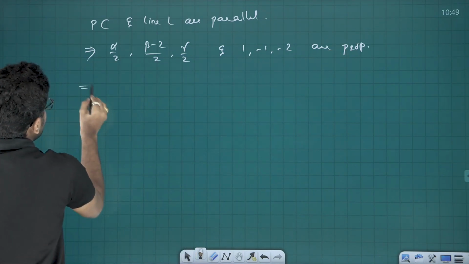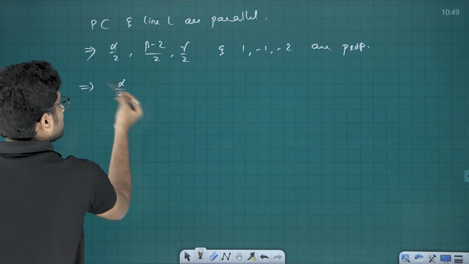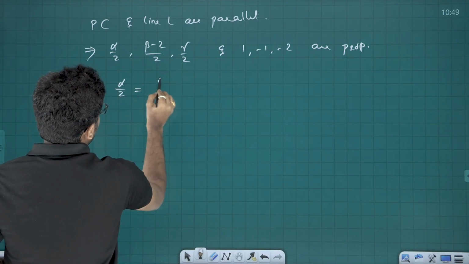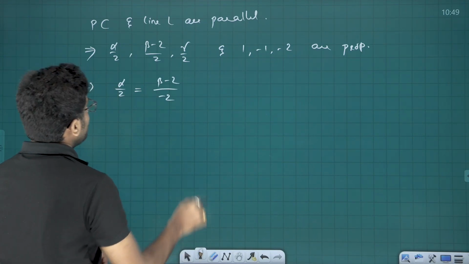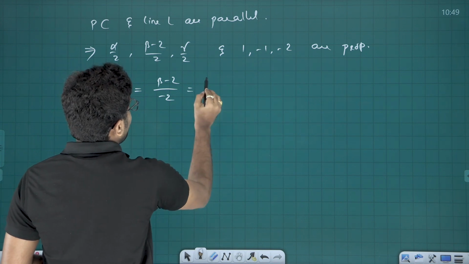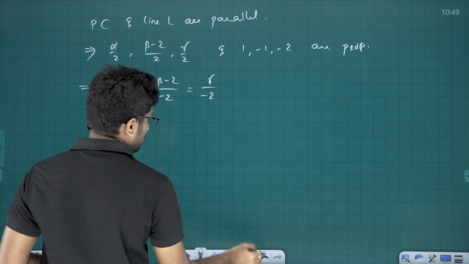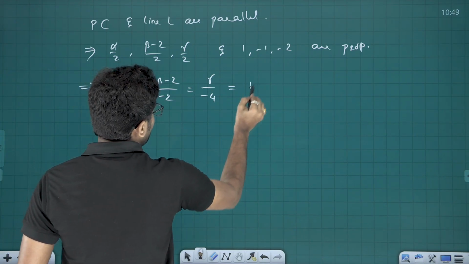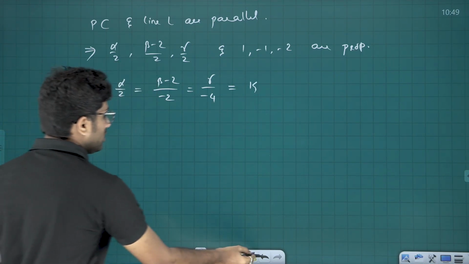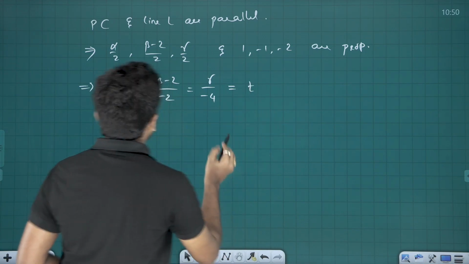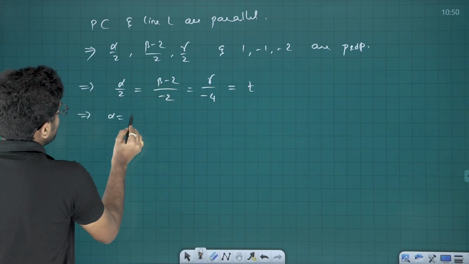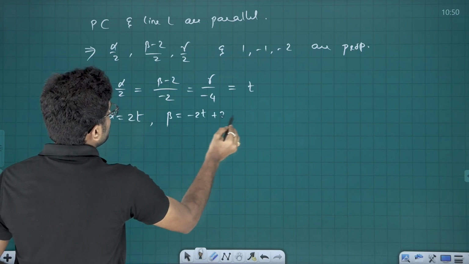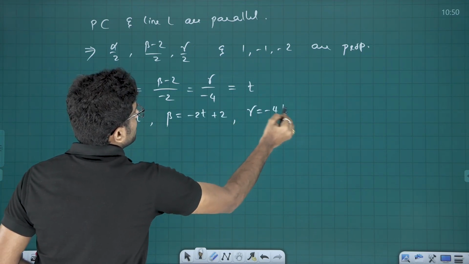So proportional means (alpha by 2)/1 is equals to ((beta minus 2)/2)/(minus 1) is equals to (gamma by 2)/(minus 2), which is gamma by minus 4, is equals to, let's say, some T. So from here alpha is equals to 2T, beta is equals to minus 2T plus 2, and gamma is equals to minus 4T friends.